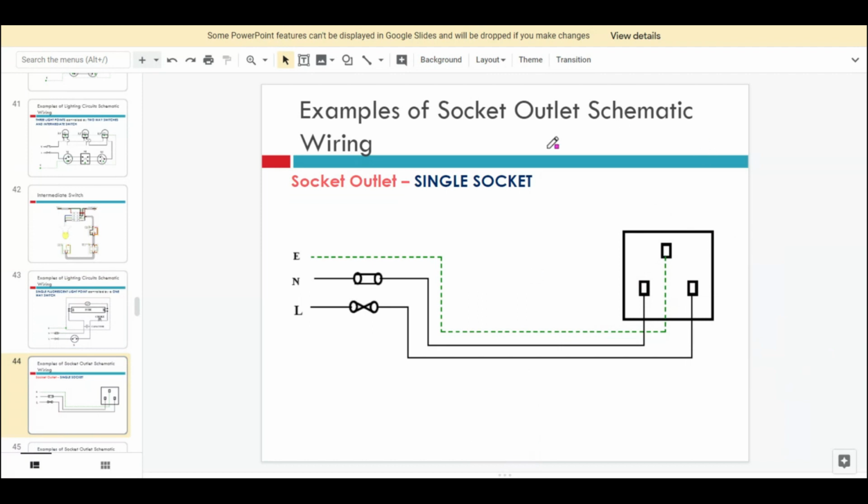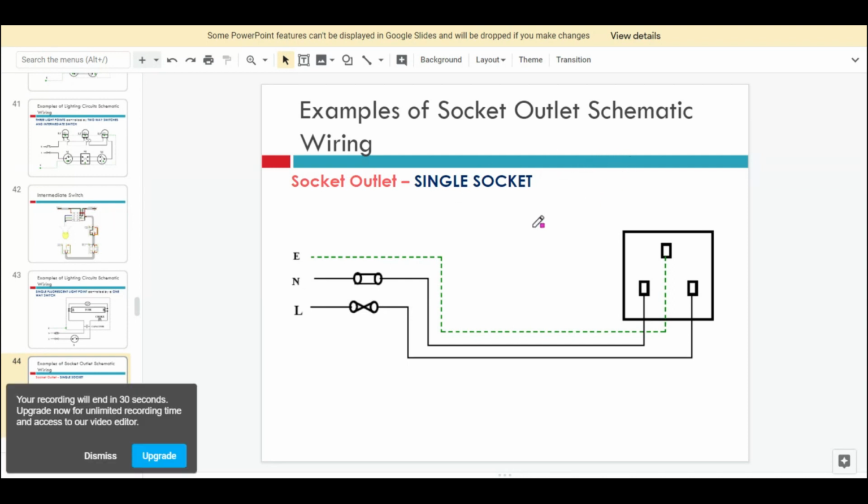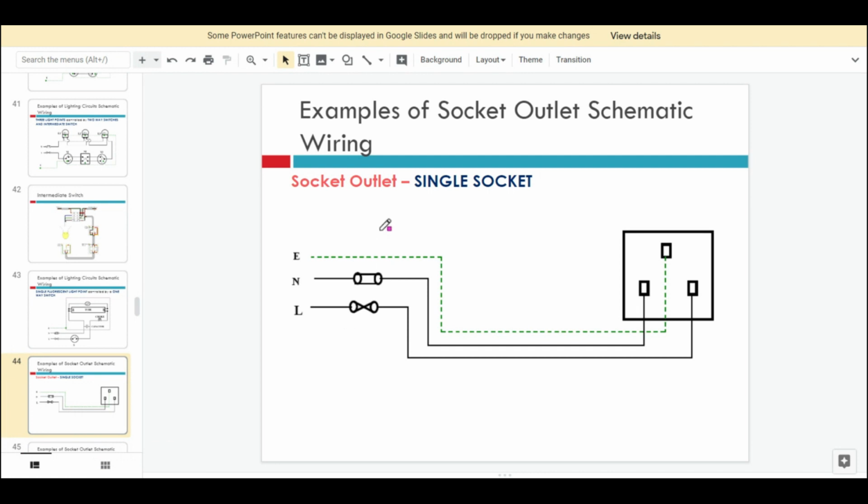Okay, next are the examples of the socket outlet schematic wiring. So the single socket outlet, SSO. This is the socket outlet, the single socket. So this is the wiring for the single socket. We have earth, neutral, and live.